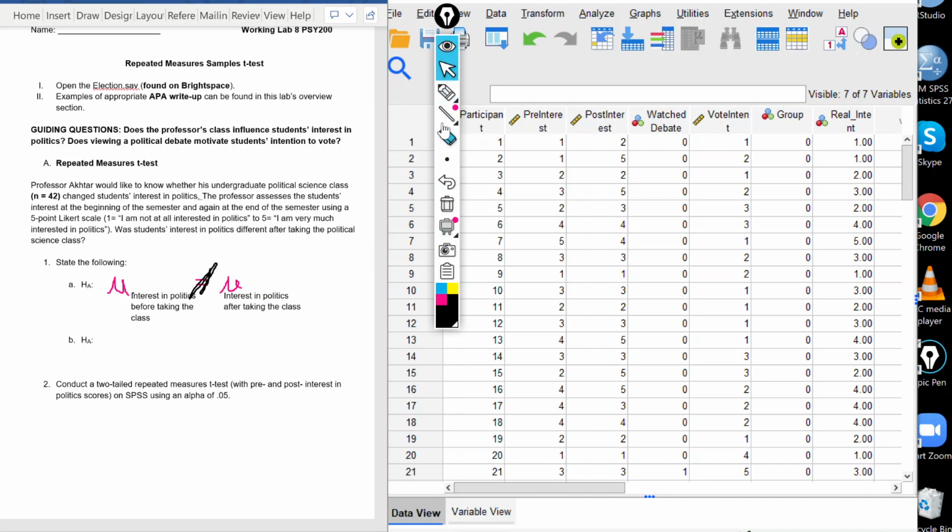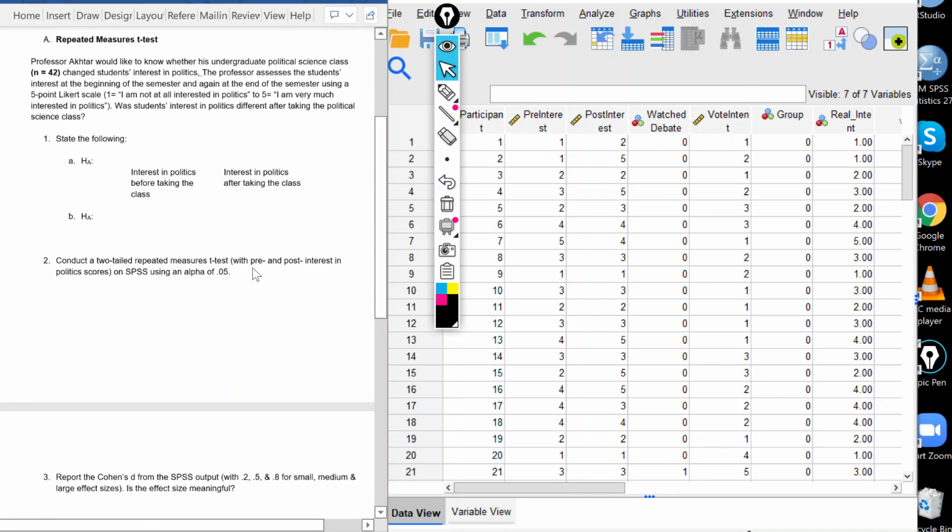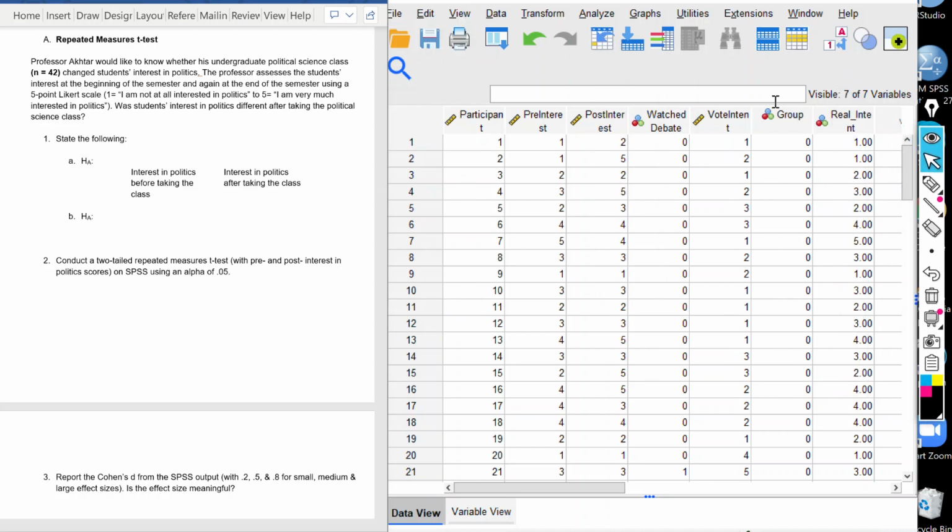All right, so let's go ahead and move on to the next part of this. Conduct a two-tailed repeated measures t-test with pre and post interest in politics scores on the SPSS using alpha 0.05. Since it doesn't give us an alpha, we have to assume that it's 0.05. That's the convention that's assumed. And also, we are not given a direction of whether it's going to improve their interest or not, and so in that regard, what we have is a two-tailed test.